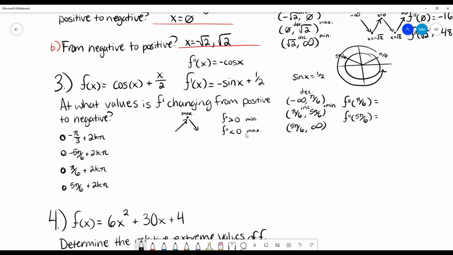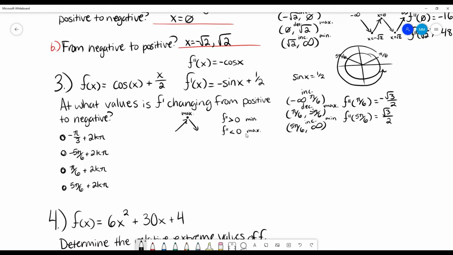So if I plug in pi over 6 to cosine, yes, it is square root of 3 over 2, but this is a negative cosine, so it's a negative square root of 3 over 2, which means that this is not increasing, this is not decreasing, but the opposite. This is increasing, this is decreasing, and we have a maximum here. Just to double check though, I do want to plug this in, see what happens. We're going to get a positive because that negative cancels out. So we've got a minimum.